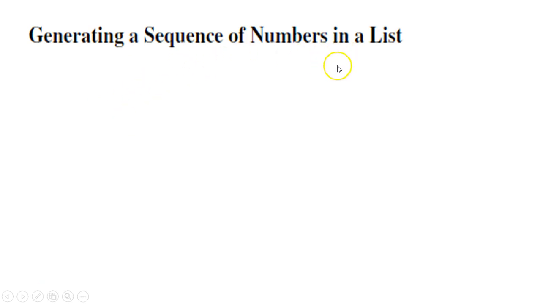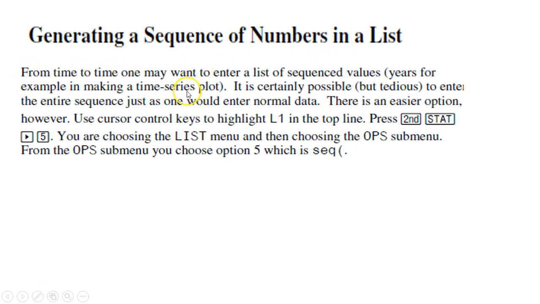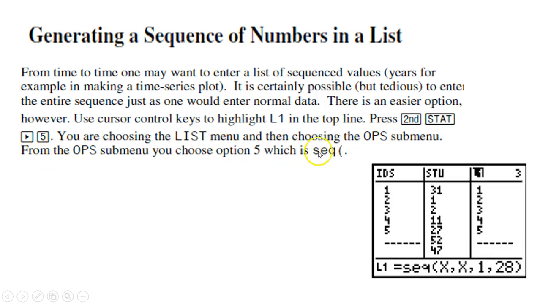Generating a sequence of numbers in a list. From time to time, one may want to enter a list of sequenced values. Years, for example, is another one. It is certainly impossible to enter the entire sequence just as one would enter normal data. There's an easier option. Use your cursor, if you know that they're coming in sequence, and highlight L1 at the top. Press second stat, arrow over to OPS. You are choosing the list menu and then choosing the OPS submenu. And from that menu, you will choose 5 and then sequence.